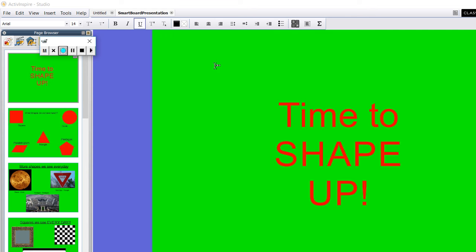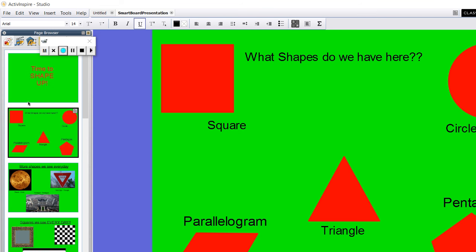I am here to demonstrate a shape lesson that I created for a first quarter kindergarten class, to help identify the basics of shapes that we see each and every day and to get a good groundwork for our kindergartners with shapes. So here we go. Time to shape up. Okay, so you go over here and you'll go to the next slide.